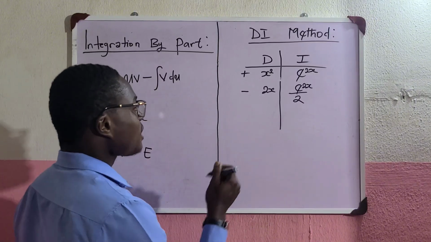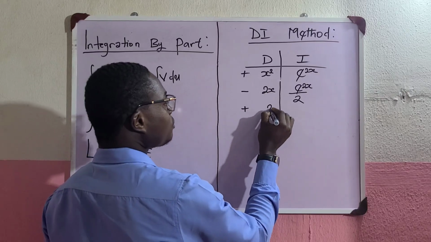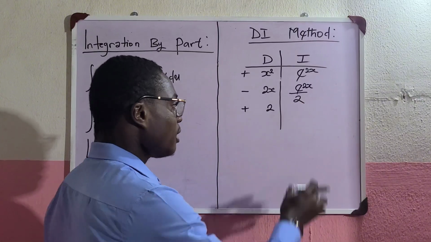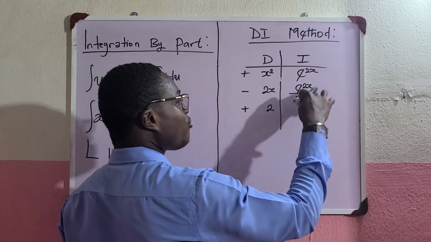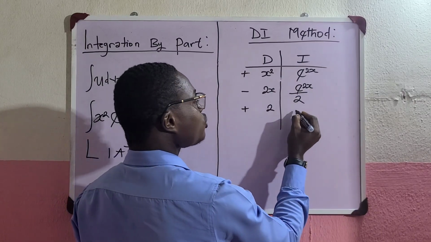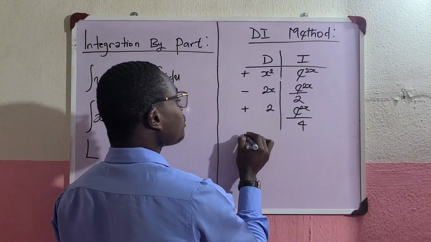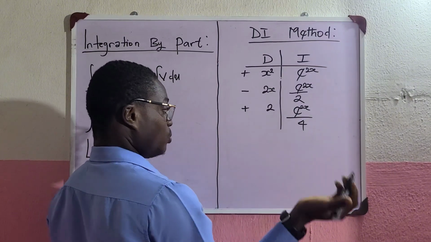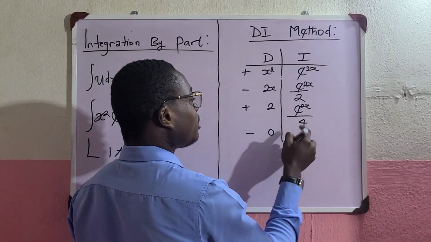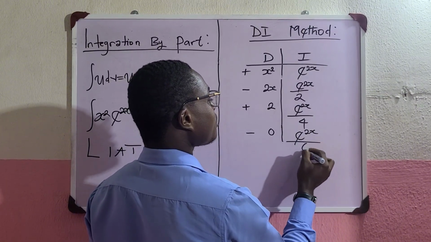Then the next thing again is to assign the sign convention plus, then we differentiate 2x and obtain 2. We integrate again. If we integrate exponential 2x again, we are dividing again by the derivative of the exponent, which is 2. So 2 times 2 becomes 4. So we have exponential 2x over 4. Then we assign our sign convention, which is now negative, minus. We differentiate 2, you have 0. And then you integrate this, you have exponential 2x over 8.